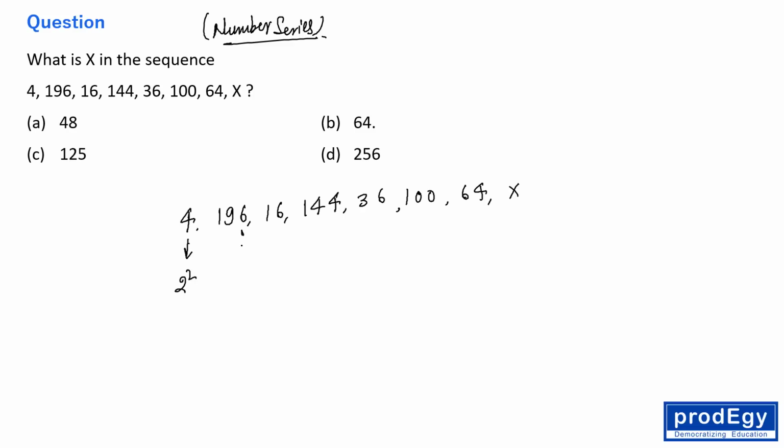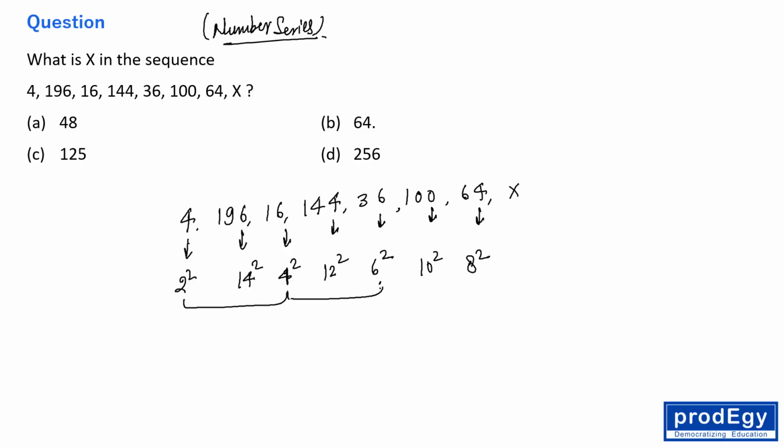This is 2 square, this is 14 square, this is 4 square, this is 12 square, this is 6 square, this is 10 square, this is 8 square, right? They all are perfect squares. Fine. So 2, 4, 6 and then 8. See everyone, this series is what? The squares of consecutive even numbers in increasing manner.